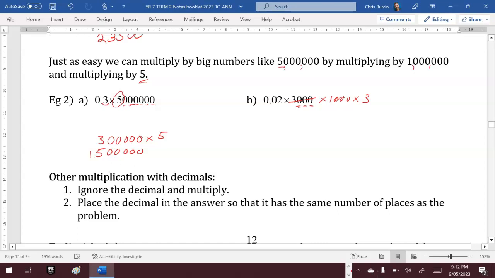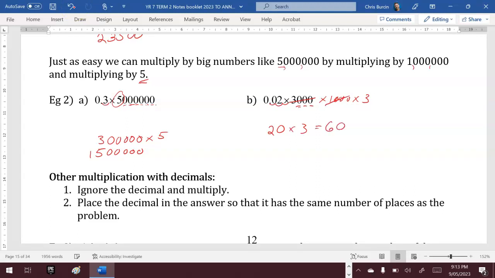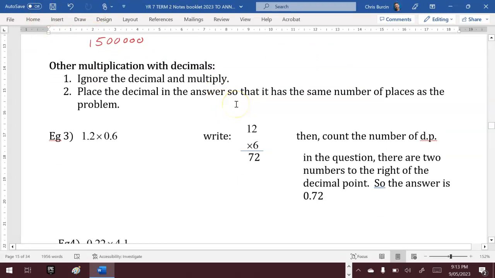So 0.2, let's do it up here. 1 move, 2 moves, and 3 moves yields us 20, because remember the decimal point was over here. 1, 2, 3. So now we have 20 multiplied by 3. 3 times 2 is 6, so that must be 60. So there's our answer.